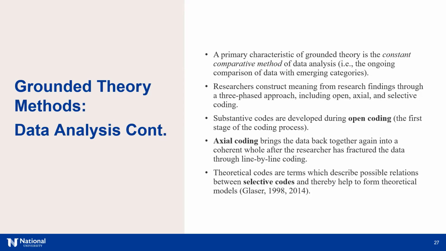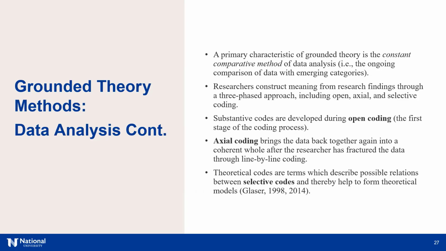Researchers construct meaning from research findings through 3 phases of coding. Again, this is much more highly specialized than the coding that would occur in some of the other research designs, because this includes 3 phases: open coding, axial coding, and selective coding. And again, if these 3 phases are not conducted rigorously, the trustworthiness, the credibility and the rigor of a qualitative grounded theory study would be called into question. So again, the highly specialized nature of this cannot be underestimated.